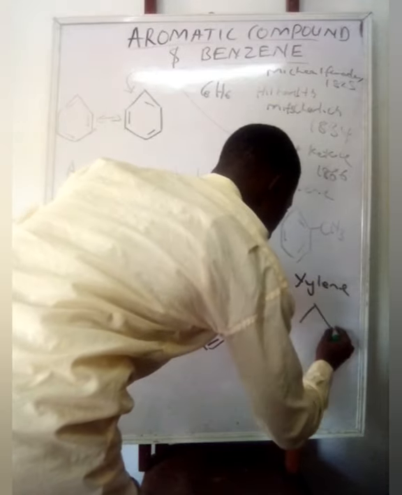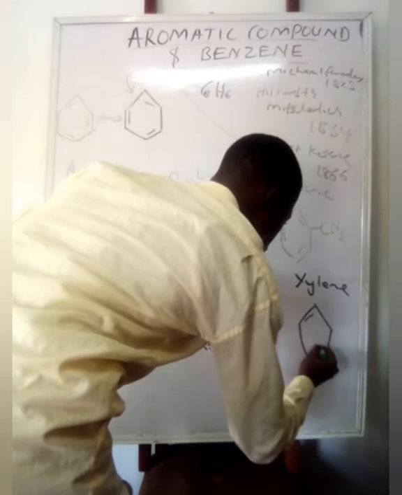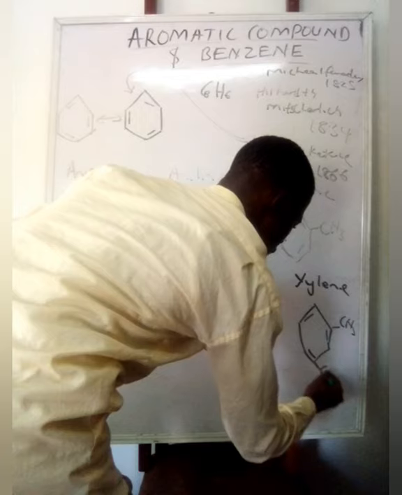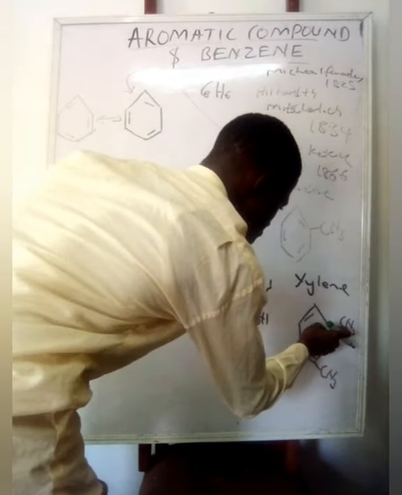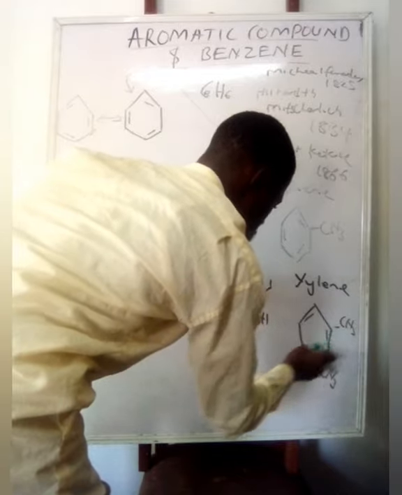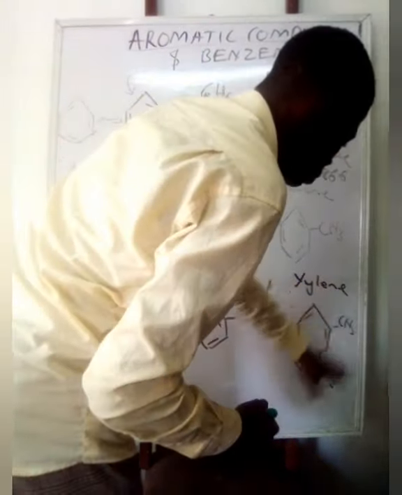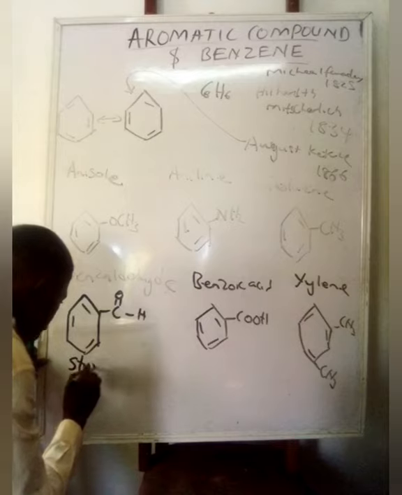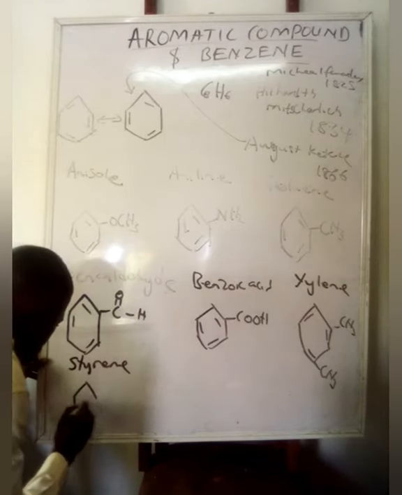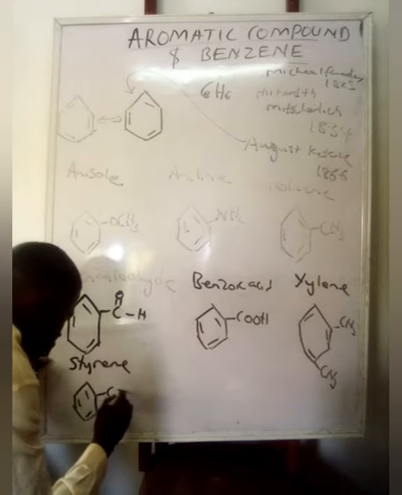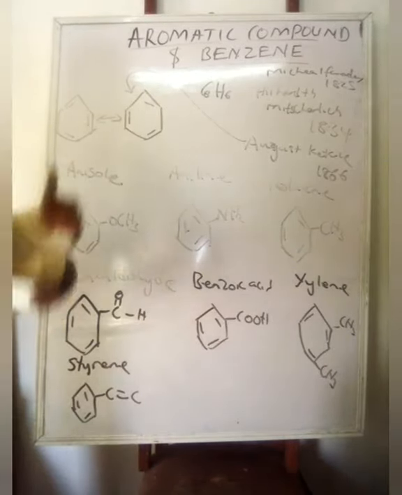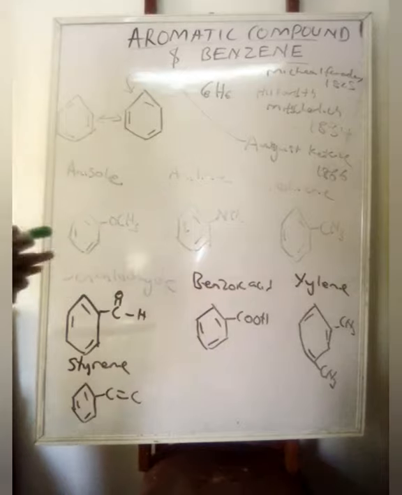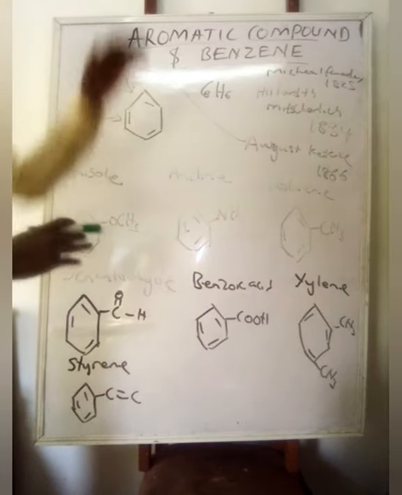We have xylene. The benzene connected to two different methyl groups, CH3 and CH3. The CH3 can be in this position or that position, but the main point is that there must be two methyl groups attached to benzene. We also have styrene, a vinyl group attached to benzene. This is what you call styrene, and so on and so forth. So these are names of monosubstituted benzene. So let's talk about the reaction of benzene.